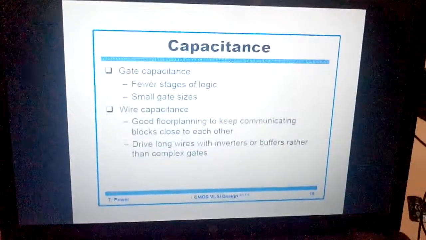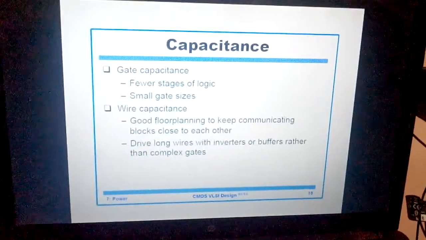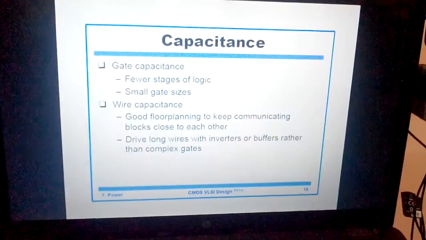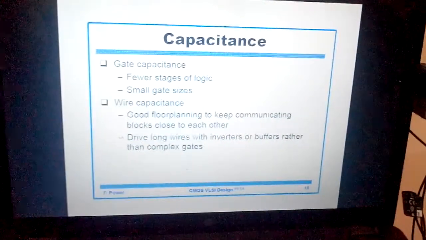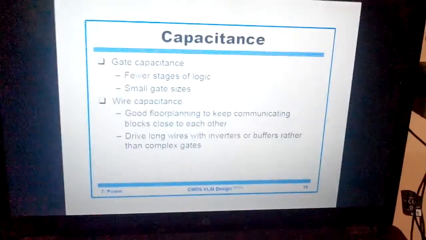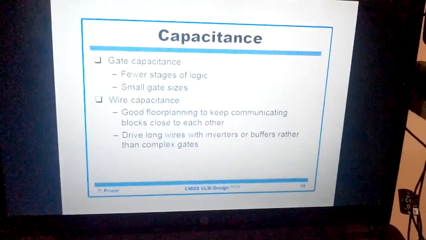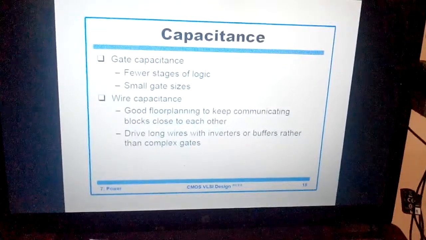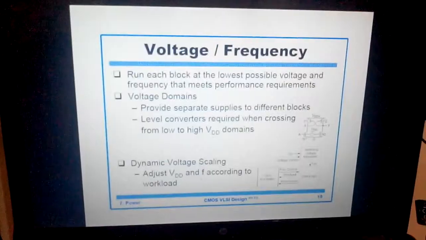Capacitance. A good gate capacitance requires few stages of logic and has small gate sizes, while a good wire capacitance has good floor planning to keep communicating blocks close to each other and needs to drive long wires with inverters or buffers rather than complex gates.